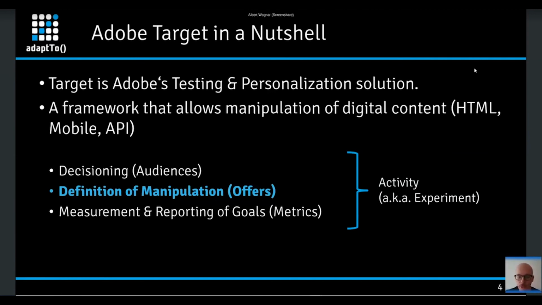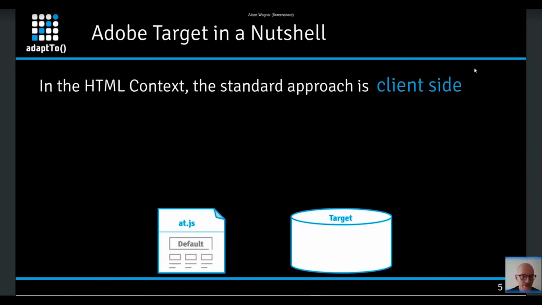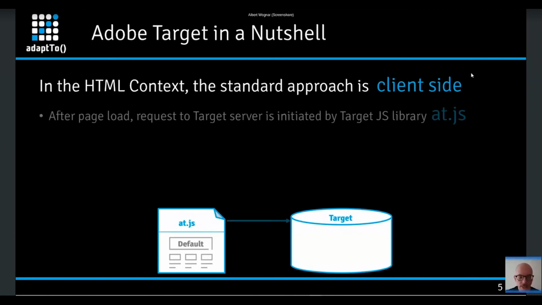Today, we are focusing on the manipulation, on offers. So how do we define what's happening on a web page? And in the HTML context, meaning if we personalize or manipulate on a web page, which I would say is the vast majority of all Target experiments, the standard approach is client-side, meaning after page load, a request to the Target server is initiated by Target's JavaScript library at.js.